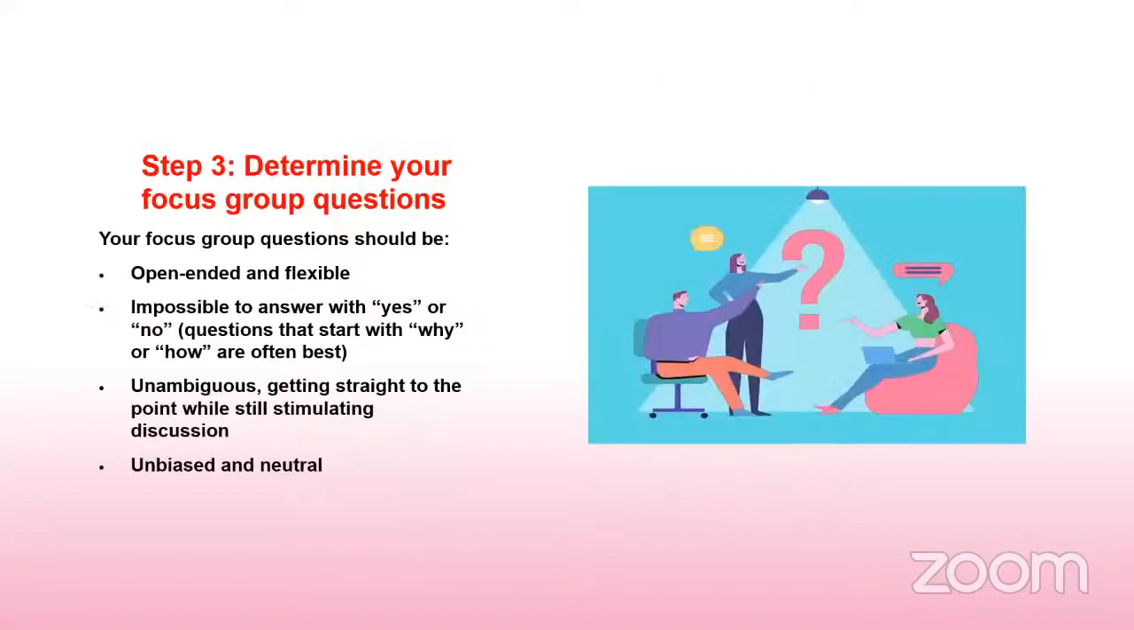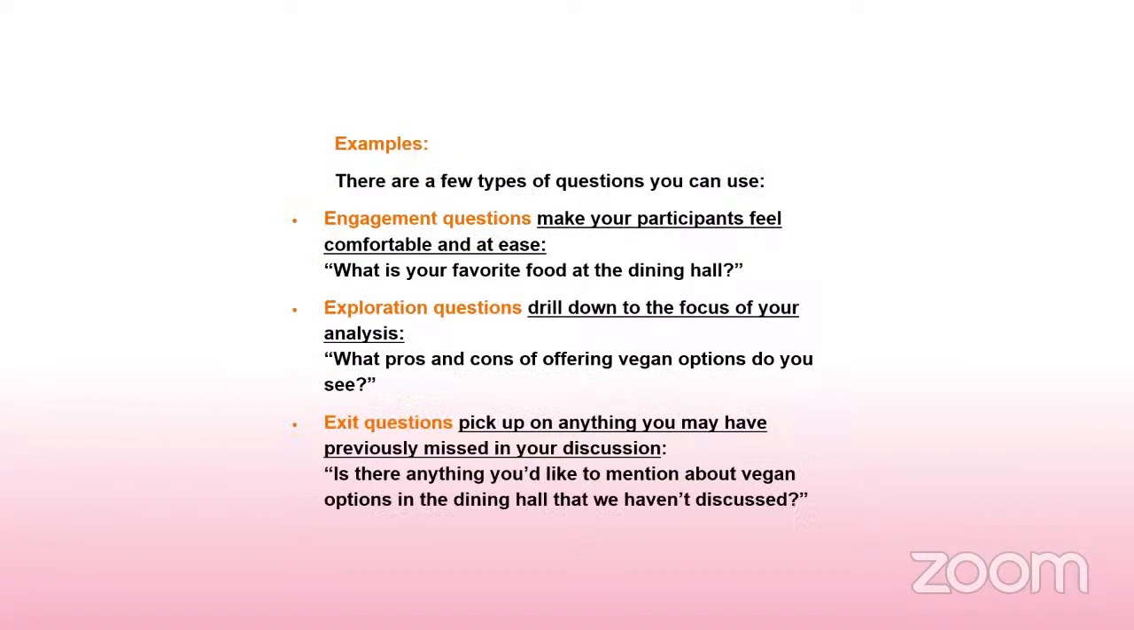Now step 3, determine your focus group questions. What kind of questions should be in a focus group? They should be open-ended and flexible. The questions should be such that their answers would not be just a yes or a no, but they should start with a why or a how. And unambiguous, getting straight to the point while also stimulating the discussion. And also we have to keep in mind that they are unbiased and neutral. Moving forward, here are some examples.